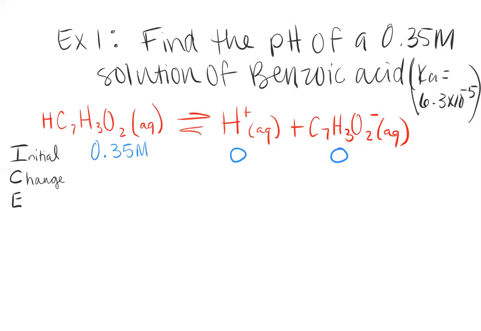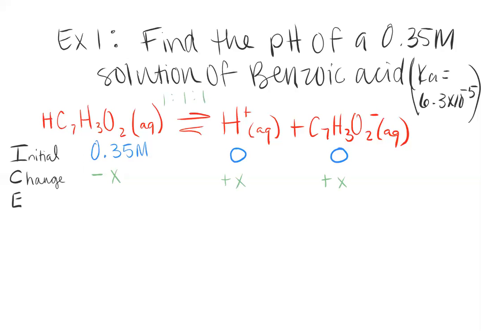So we're going to get a change. Okay, what's going to change? We don't know. That's what we've got to figure out. So we know that we are going to change by subtracting some amount from 0.35. We're going to call that amount x. Okay. We know that we are going to form some H+. We're going to call that plus x. We know we're going to form some C7H5O2 negative. We're going to call that plus x. Now, it could be 2x, it could be 3x. The reason these are all 1x is because we are at a 1-to-1-to-1 ratio.